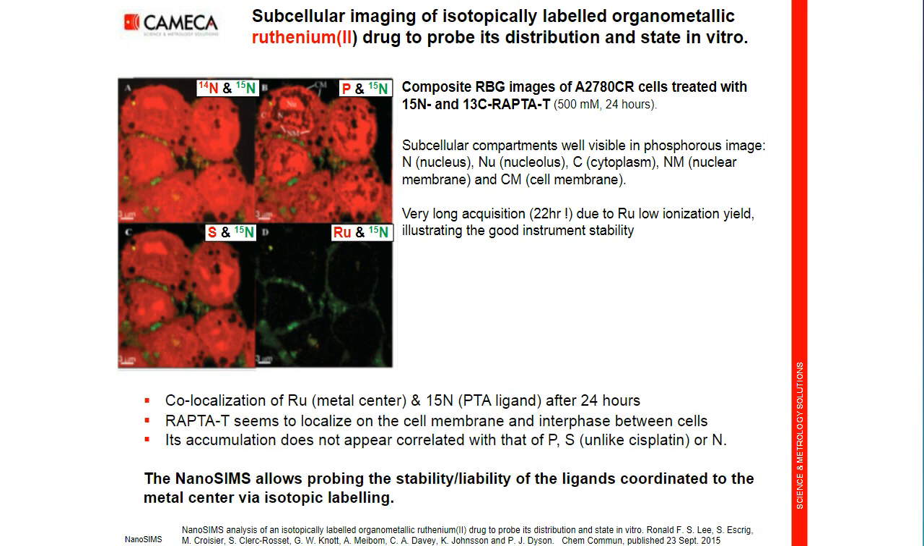So in overall conclusion, through this observation, the NanoSIMS allows probing the stability and lability of the ligand coordinated to the metal centers via isotopic labeling and, of course, mapping of metal, here the ruthenium, at low concentration.